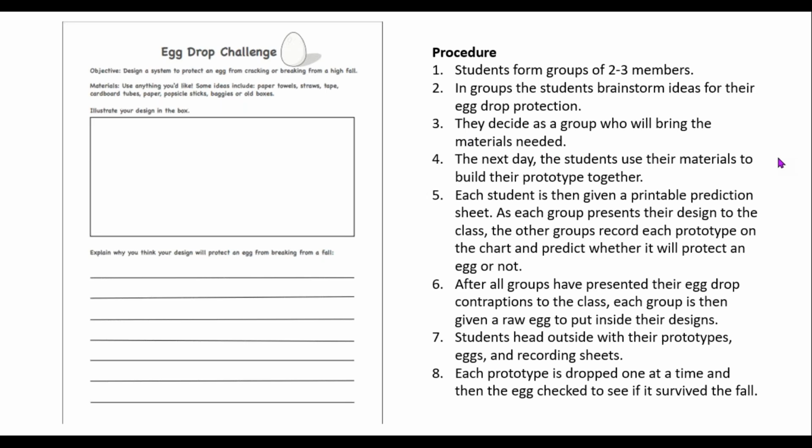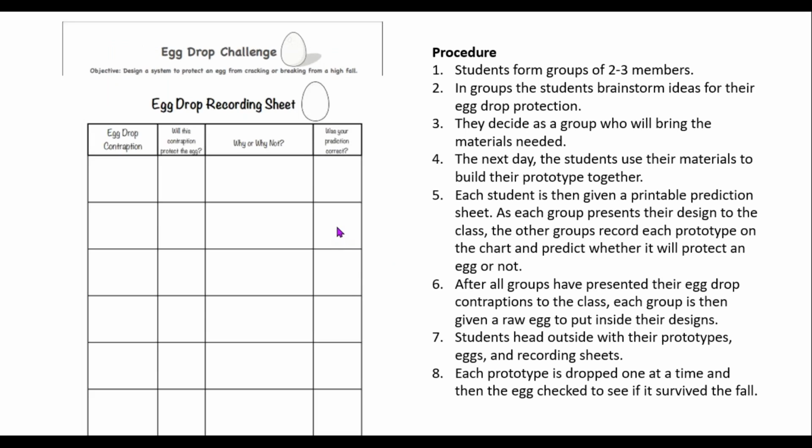That's the beauty of collaboration, because each student will have a role and will be responsible for whatever they are doing. And the next day, the students will use the materials to build a prototype together. And number 5, each student is then given a printable prediction sheet, the one that I'm showing, this one. As each student presents their design to the class, the other groups record each prototype on the chart and predict whether it will protect an egg or not.